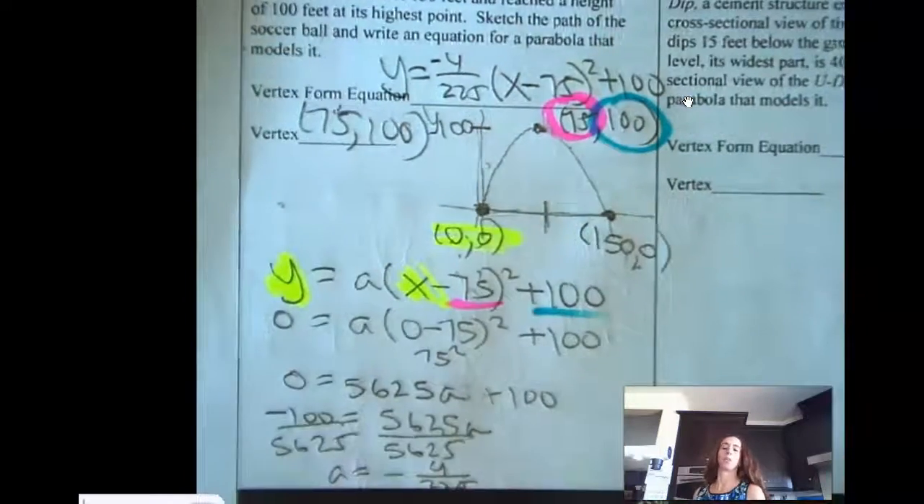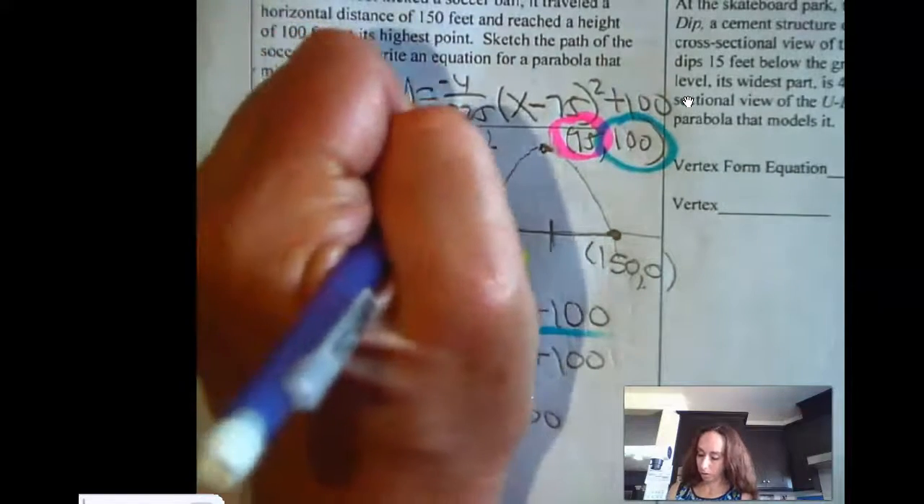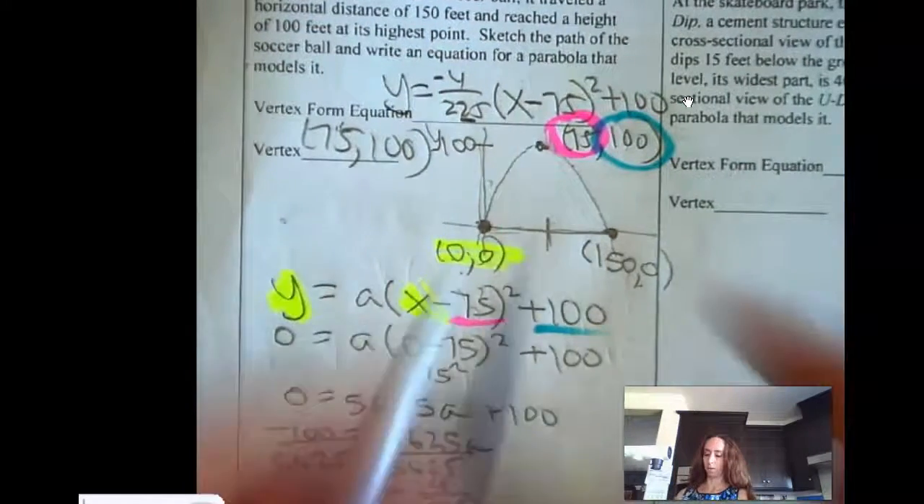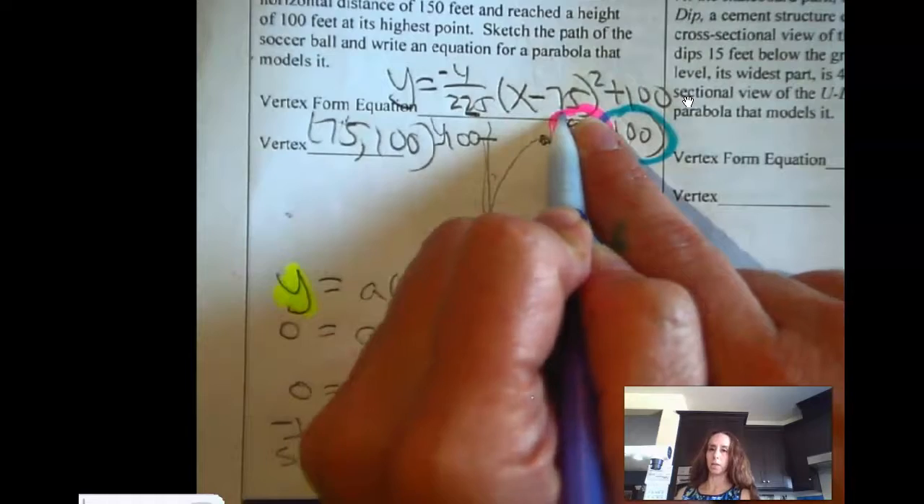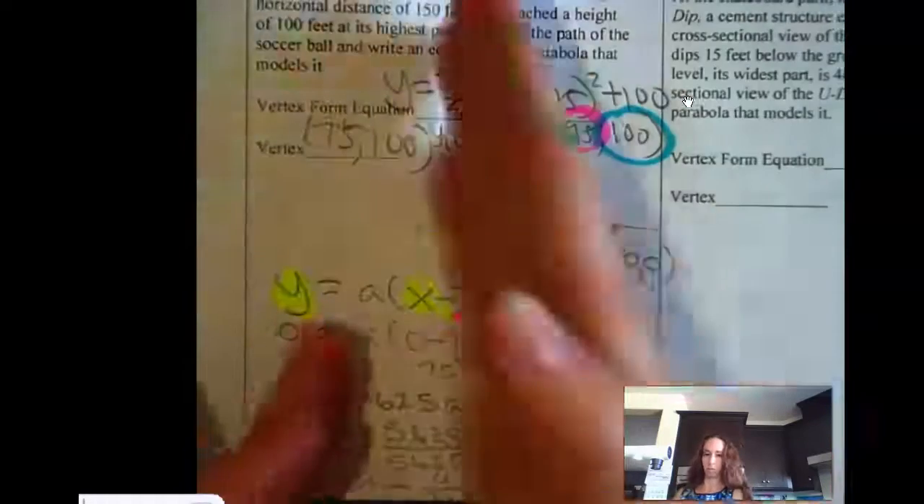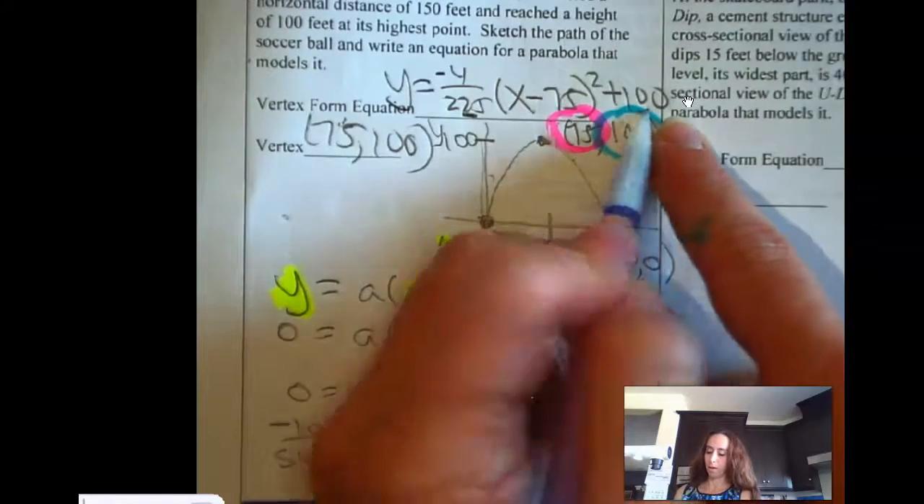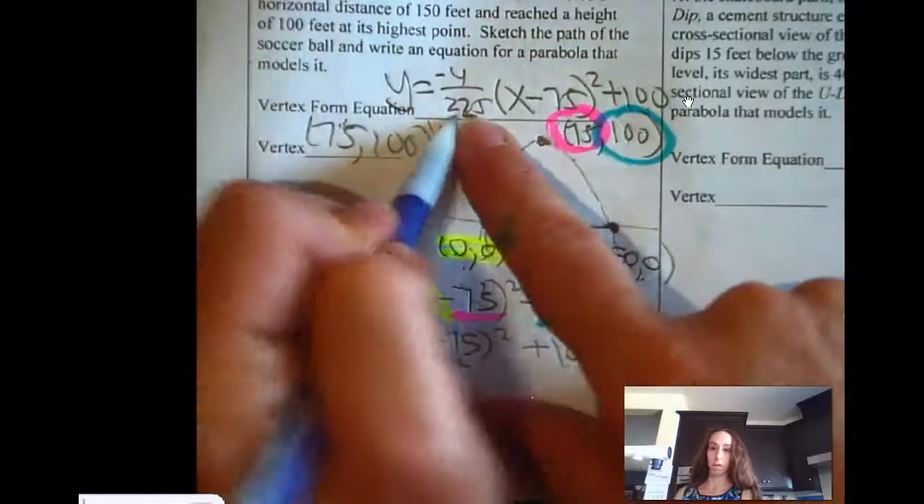Now, I can't help myself, but I have to talk about transformations. How many transformations do you think there are here? 4. Horizontal translation, 75 units to the right. That's what happened. And then it went 100 units up. Then it was a vertical compression, which is kind of hard to see.